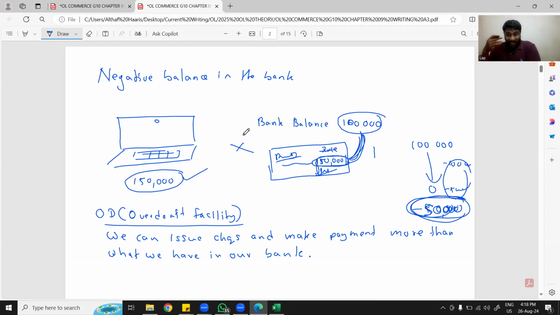It is expensive than taking a normal loan. So we will quickly settle, people. This is a temporary support given by the bank. In this situation, I had only 100,000. I issued the check for 150. My balance went down to negative 50. That negative 50 is something supported by the bank. I have to pay it to the bank. So OD is a current liability for the business.